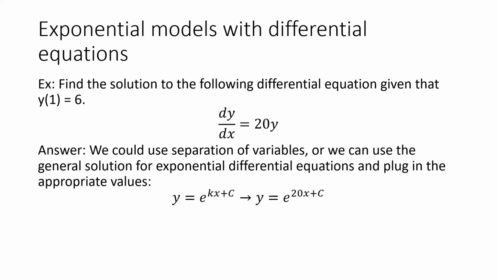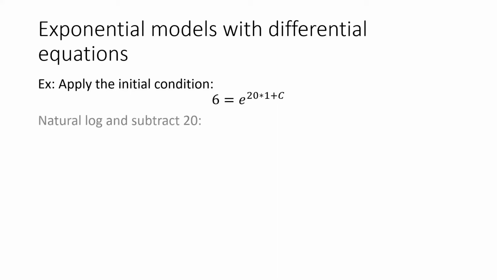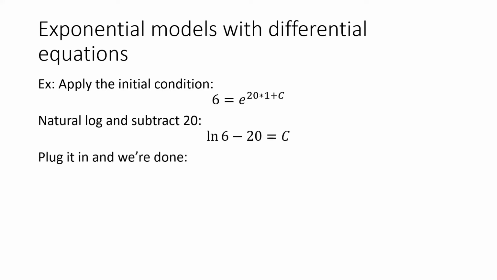So plug in k = 20. Apply the initial condition: 6 = e to the power of (20 times 1 + c). Take the natural log and subtract 20. Okay, now plug it in, and we're done. Our final answer is y = e to the (20x + ln 6 - 20).